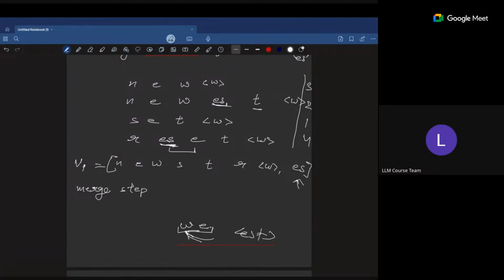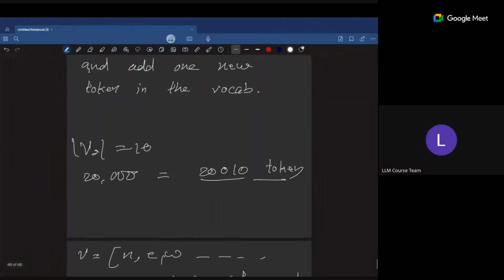That's why sometimes the rare words don't get split in the rightful manner, right? So this is one of the issues with byte pair encoding. Rare words are not handled well by this algorithm.